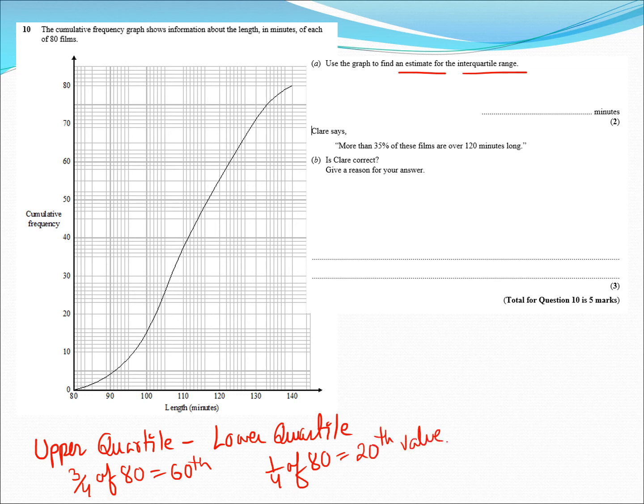Most of the time I've noticed students make a mistake. They say, okay, 3/4 of 80 is 60, a quarter of 80 is 20, and then they do 60 minus 20 and write down 40 as the interquartile range. But that is wrong, because we are not looking for 60, we are looking for the 60th value. In this case, what you need to do is use the graph. So we go from here.